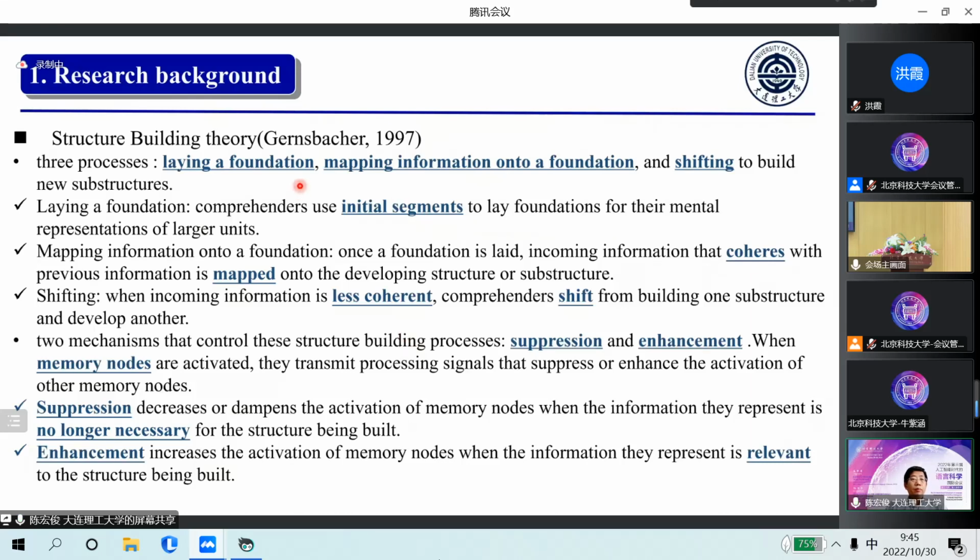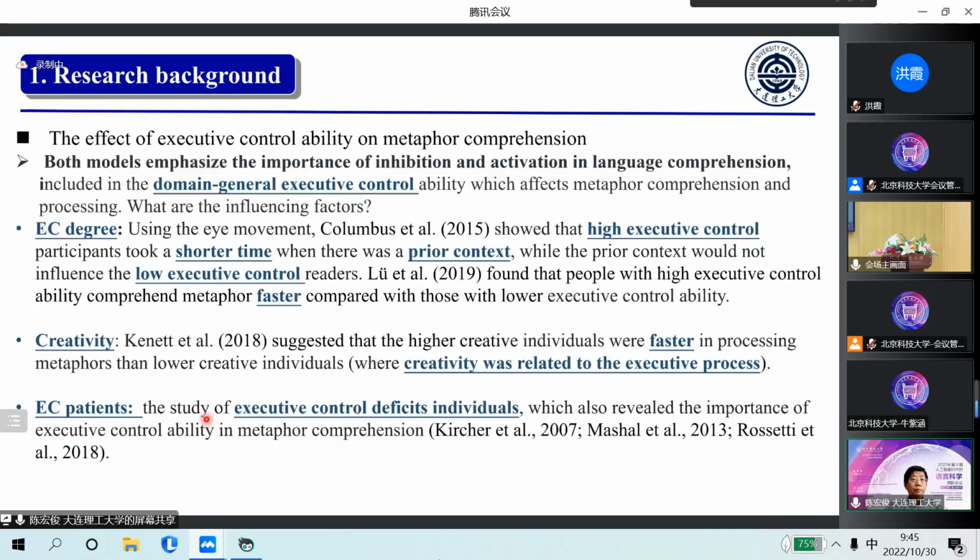who proposed that there are three processes in this theory: laying a foundation, mapping information onto the foundation, and shifting. I won't elaborate on the details. Also, there are two mechanisms that control this building function: suppression and enhancement. So you see suppression, inhibition, is very similar to the predication model, although that's a computational model. Both models emphasize the importance of inhibition and activation in language comprehension. These are included in domain-general executive control.